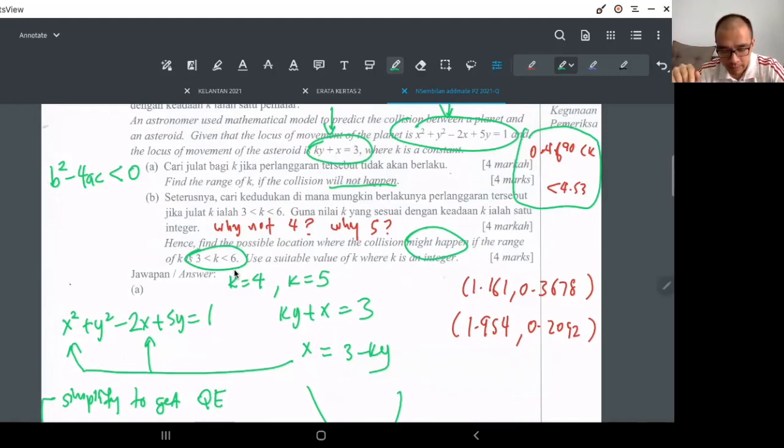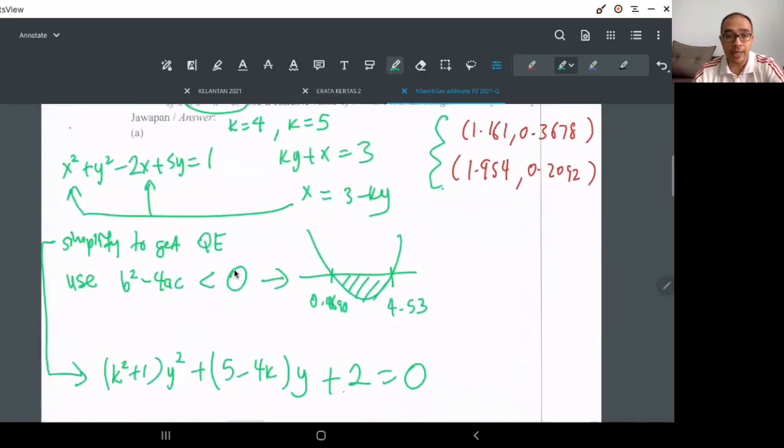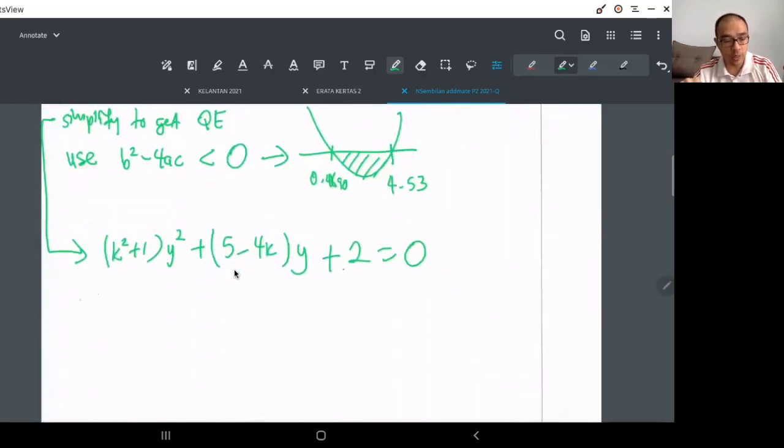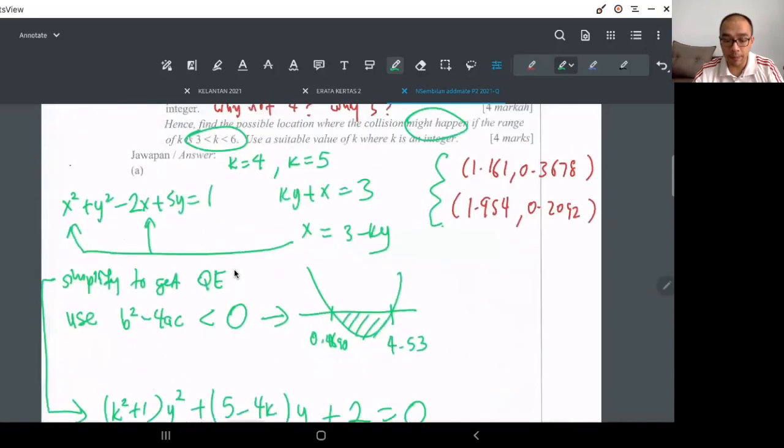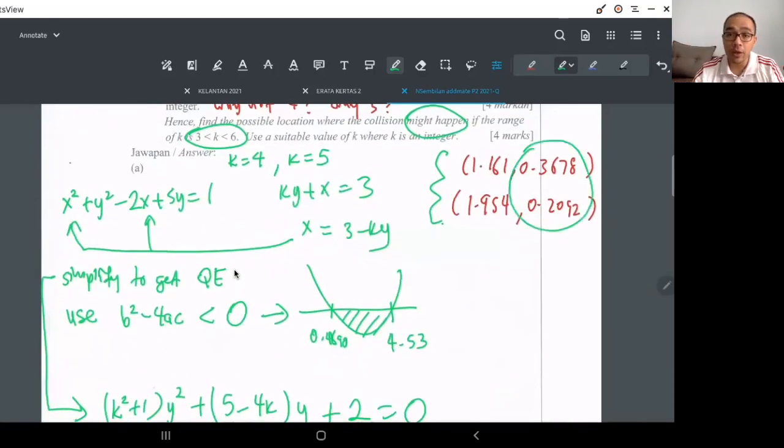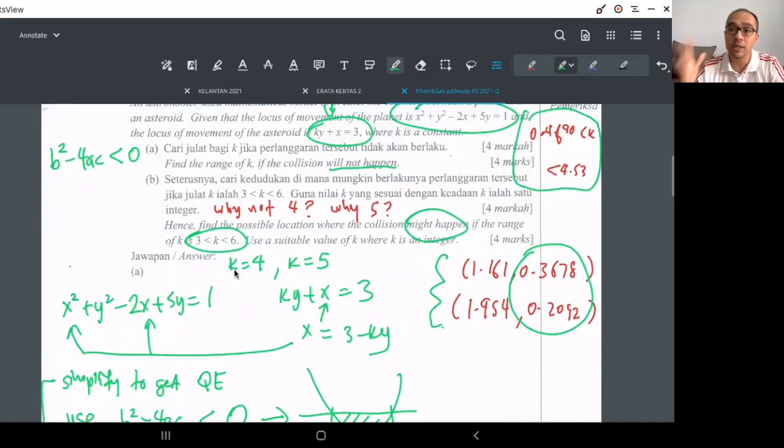Now, this answer that I'm giving you is after I substitute k equals 5. Okay, I'm using k equals 5. Then I get 26y squared plus (minus 5 minus 20) 15y plus 2 equals 0. Then I solve the equation to get the value of y, which I will get this. Then I substitute inside here to get the value of x. But my question is, why did the marking scheme use the answer 5? What is wrong with 4? Why can't we use 4?